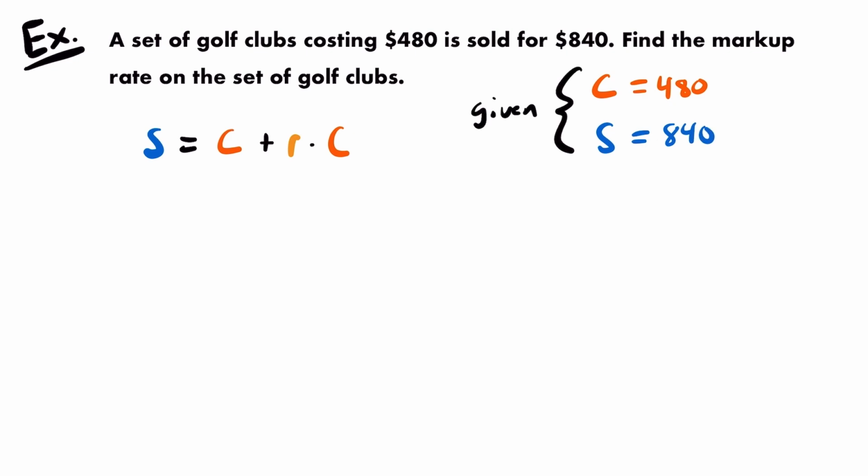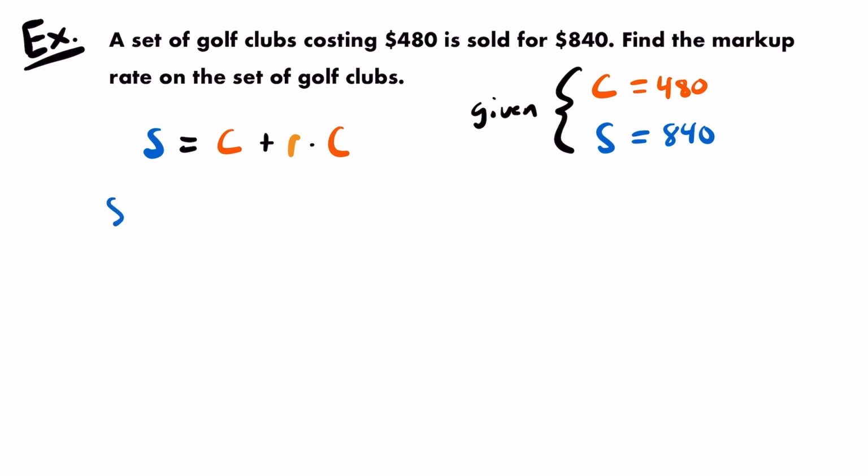All right, and so the only thing we don't know here is the markup rate R, which is exactly what we were asked to find, right? It says find the markup rate on the set of golf clubs. So we have everything we need here to do that. We just want to substitute these values in for C and S in this equation, and then solve for R. So let's substitute 480 in for each of these C's and substitute 840 in for this S.